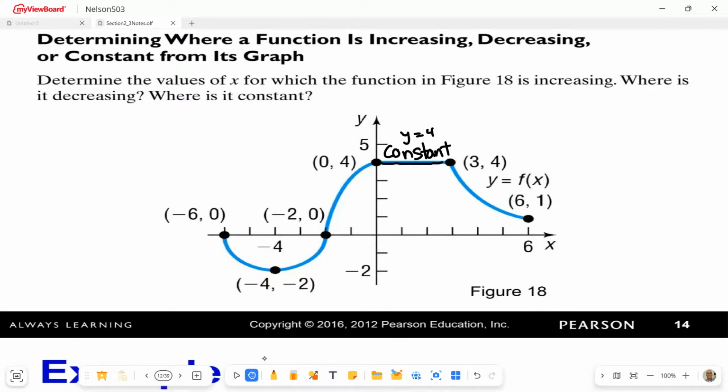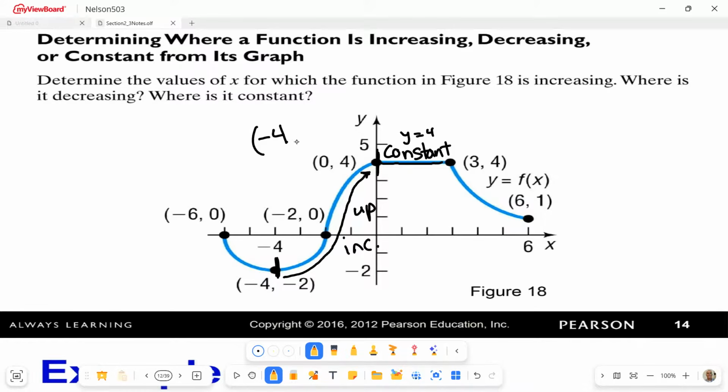So let's see here. Let's just do increasing for a second. We're going to go from here to here. I can see from left to right the function is going up the whole time. So that's increasing. Now, how would I put that interval down? I would say from -4 over to 0, and I'm going to put parentheses on those.